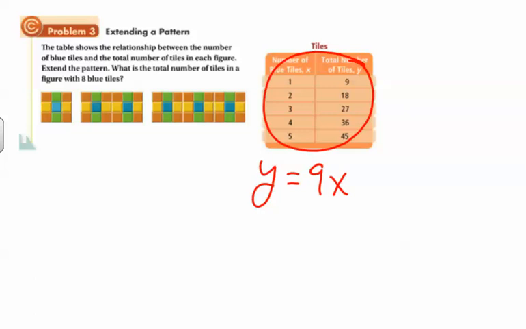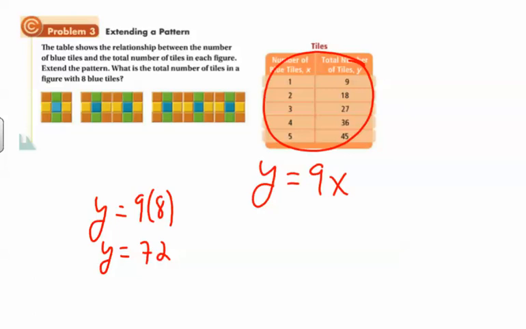So by using my equation, 9 times x, I can actually figure out, it says, what is the total number of tiles if you have a figure with 8? Well, then I'm going to go ahead and I'm going to plug in 8 for x. 9 times 8, y is 72. So I would need 72 total tiles to do that with 8 to make it look right. So that's what I used.